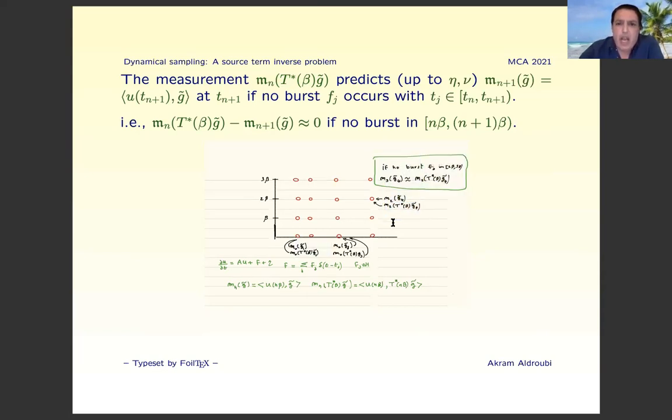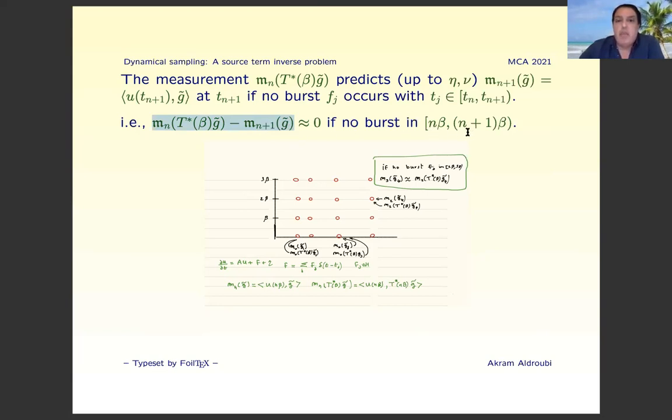This measurement right here, the M2 of T star beta G tilde, really predicts what's going to happen in the next time step. If there is no burst, then this measurement, M2 of T star beta G tilde 4, is going to be pretty close to the measurement at time step 3 using G tilde 4. So the measurement here predicts the measurement here, M3 of G tilde 4, which is going to be equal if there is no burst. If there is a burst, then these things are not going to be equal. This difference can be large depending on the burst. And this is what we're going to try to find out.